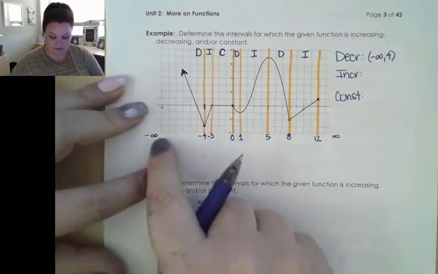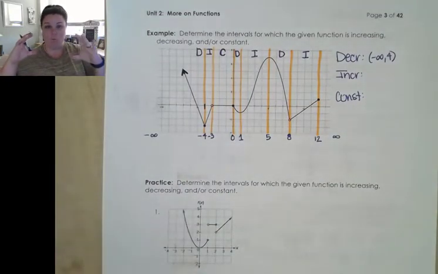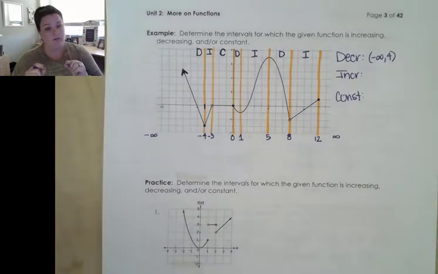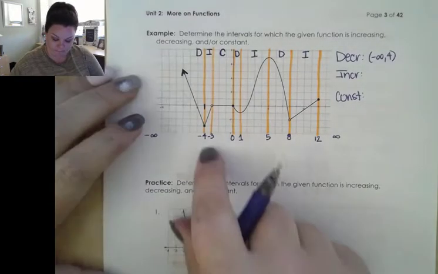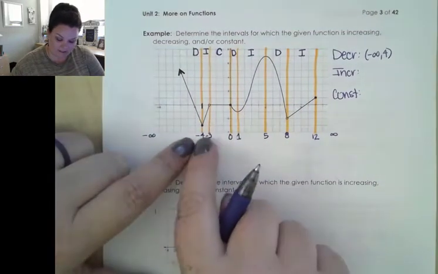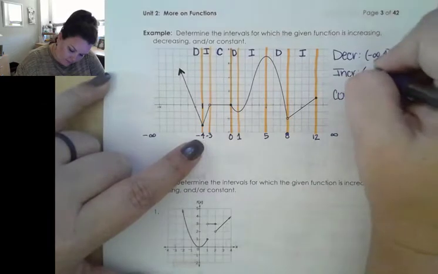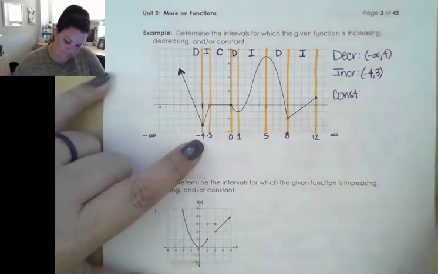And we always write it with open parentheses because these are open intervals. We're not including the endpoints. Some textbooks will, but we're not. Okay. All right. Our next interval was increasing, and we were increasing between negative 4 and 3. So increasing between negative 4 and 3.